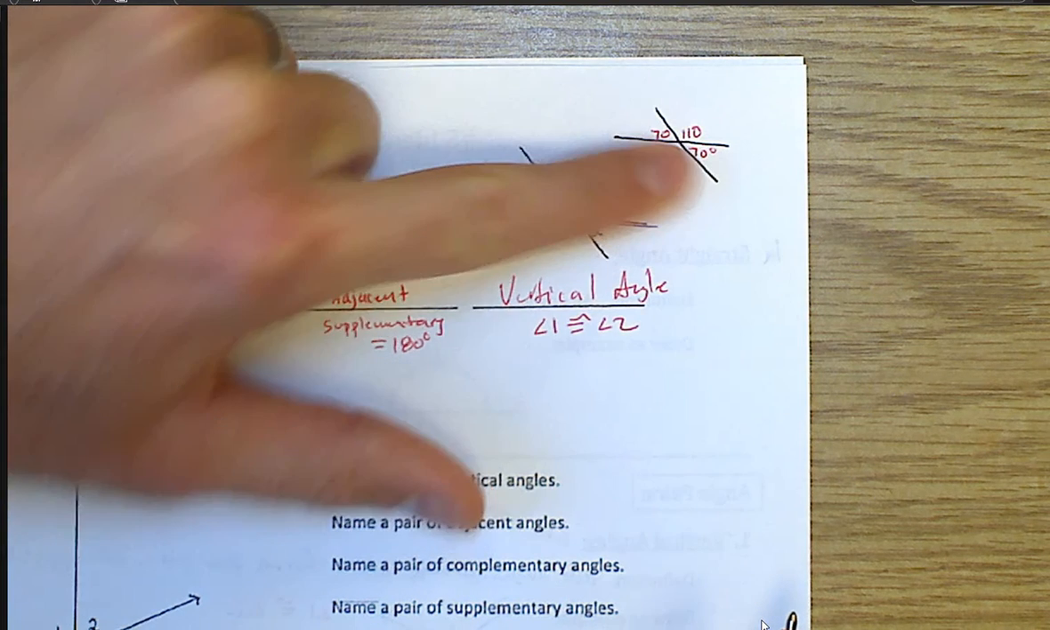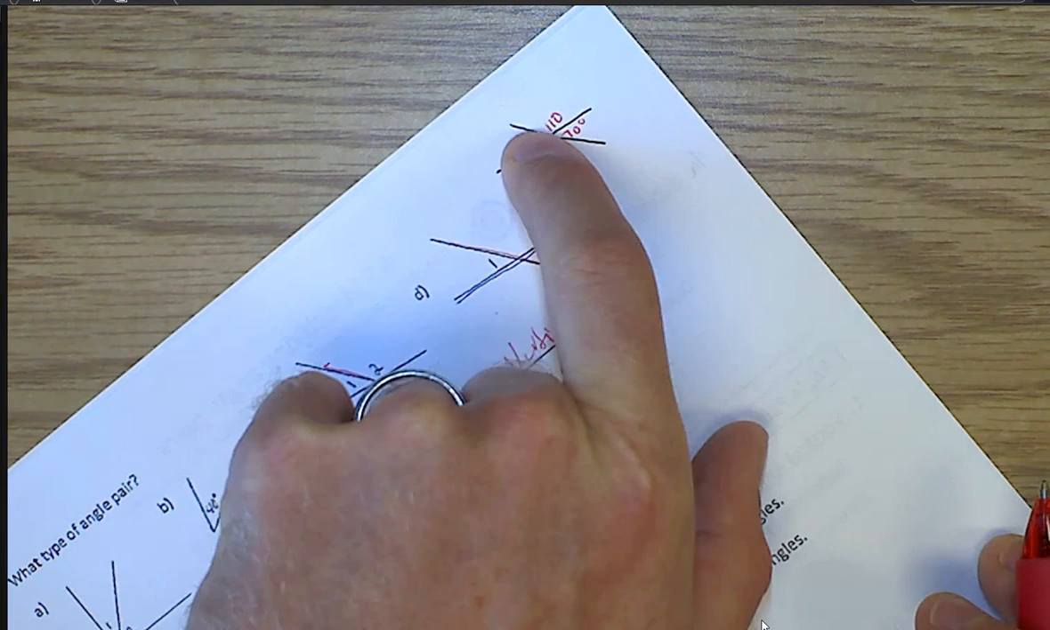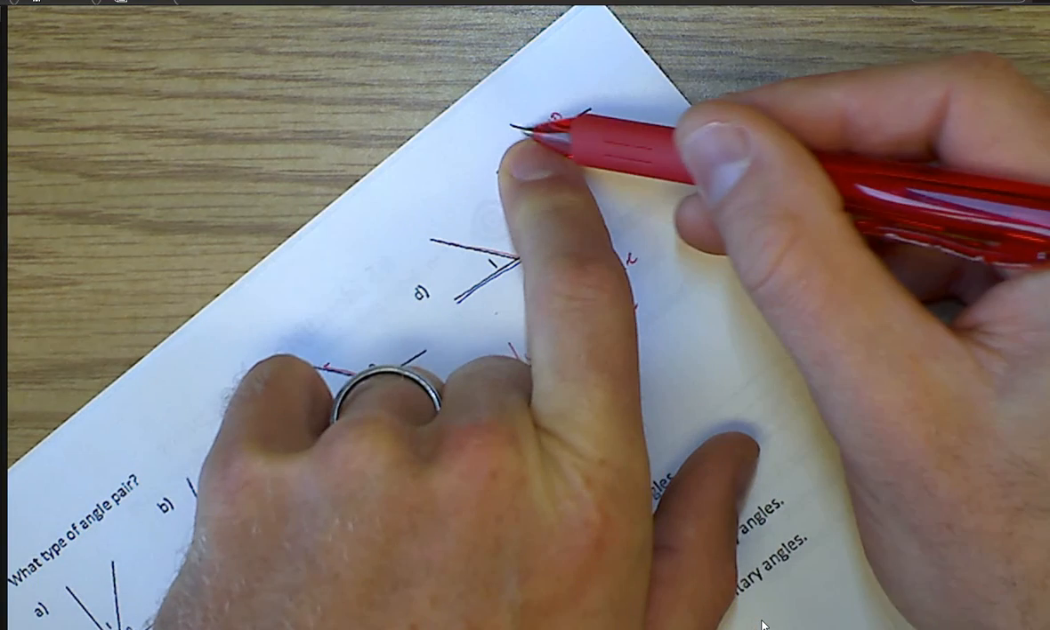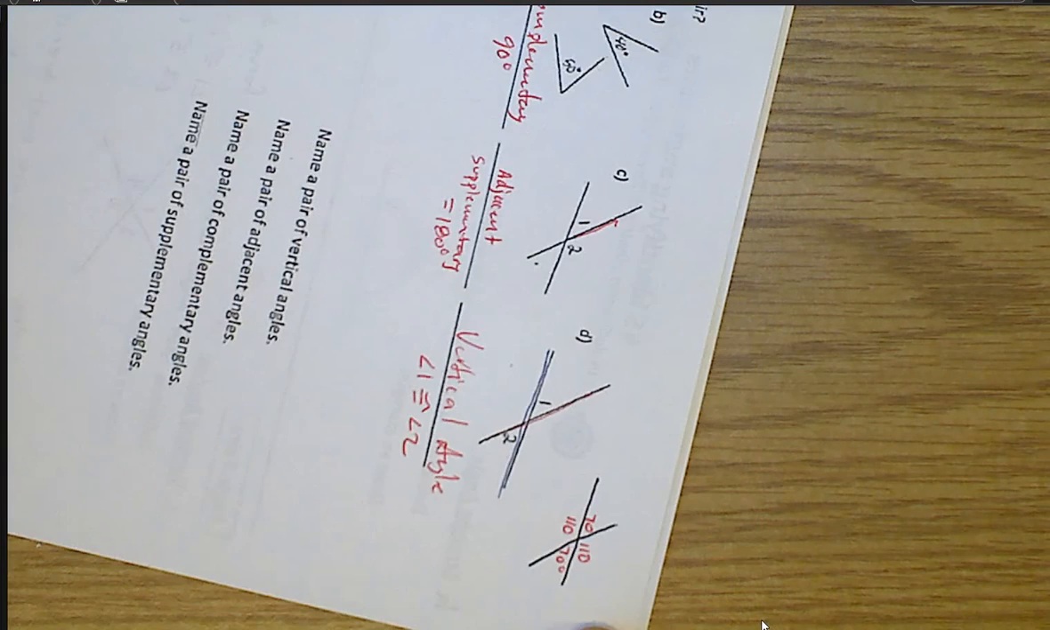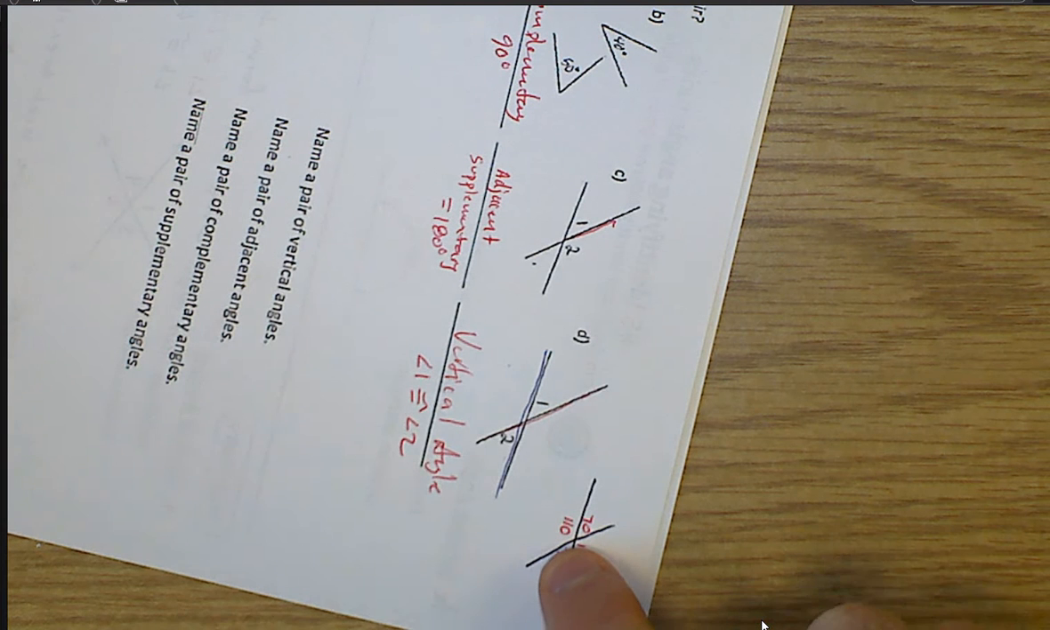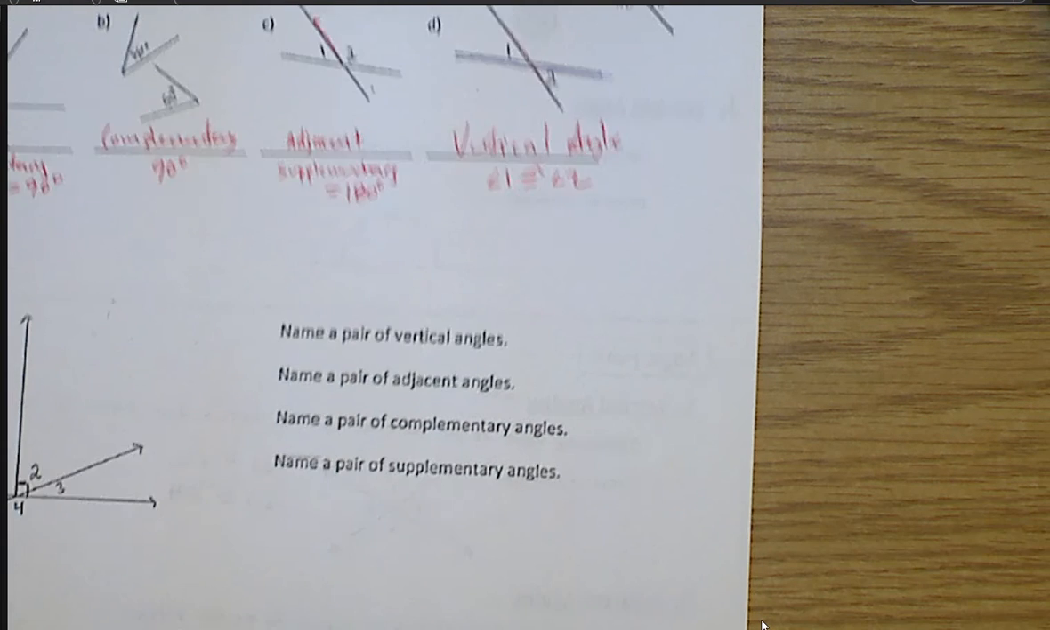What if I cover up this bottom part and you look at that straight line right here? 110 and 70. So you can work yourself around the picture. If I cover that up, that's a straight line going right through here from left to right. So 70 and 110 makes 180. So that's why vertical angles work, okay? And that's why they're congruent to each other.